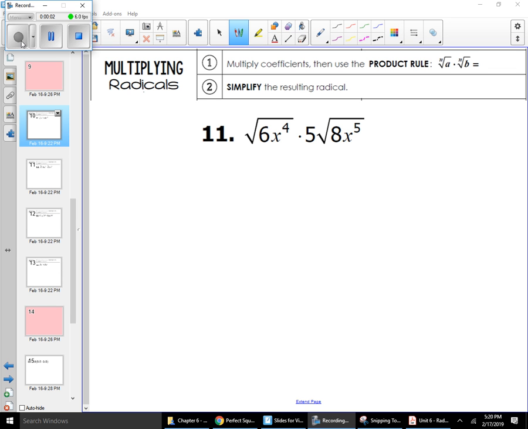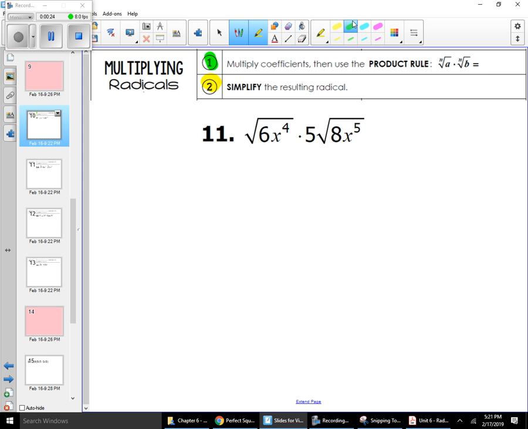All right, so now we're multiplying square roots, but we have variables to take care of too. Notice our two steps haven't changed. We're still multiplying coefficients and then following up with our product rule. The numbers underneath get multiplied separately from the numbers on the outside. And then we're going to simplify. There's just going to be some extra things to keep in mind when the variables get involved.